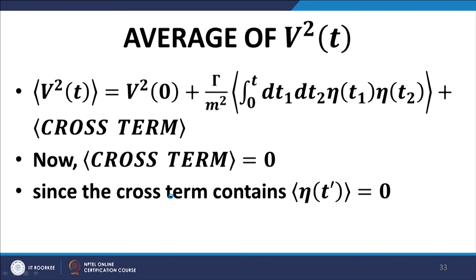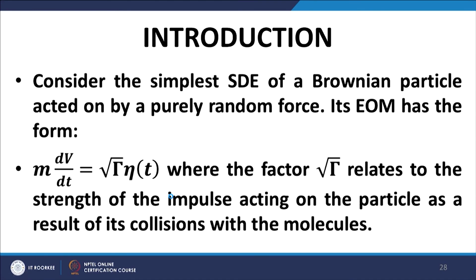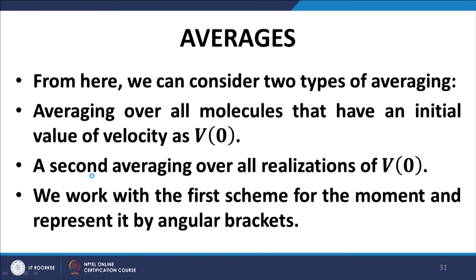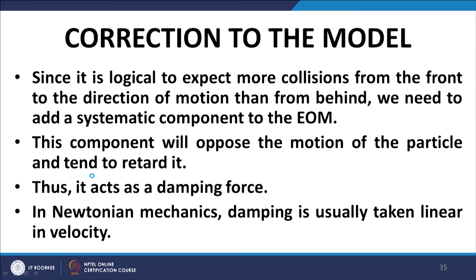What was the model that we started with? Just have a look, so that we can proceed further. This was the model that we started with, but this model has led us to a physically incompatible result. So, now we modify this model. So far we have assumed that when the Brownian particle is hit by a particular molecule, say from the left hand side, it tends to move towards the right hand side due to the impact.